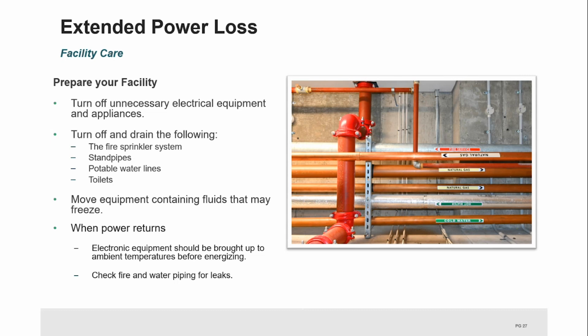Either drain the liquid or provide equipment with an auxiliary heat source. Upon restoration of the heat and power, electronic equipment should be brought up to ambient temperatures before energizing to prevent damage. After the heat has been restored to the facility and water has been turned back on, authorized personnel will check fire and water piping for leaks from freeze damage.